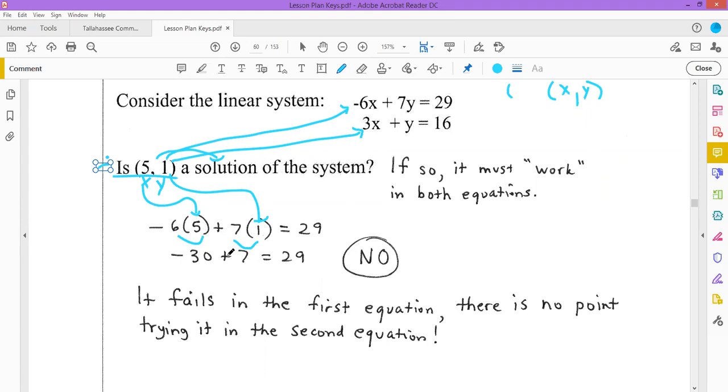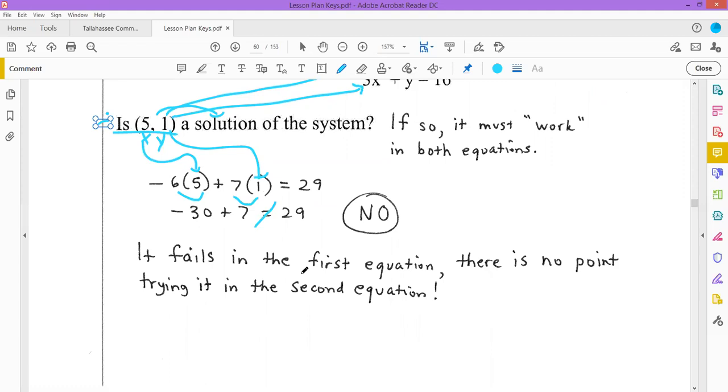Negative 30 plus 7, is that equivalent to 29? No, that's not true. So negative 30 plus 7 does not give us 29. Therefore, 5, 1 is not a solution to the system. We just stop there. We wouldn't even go to the second equation.